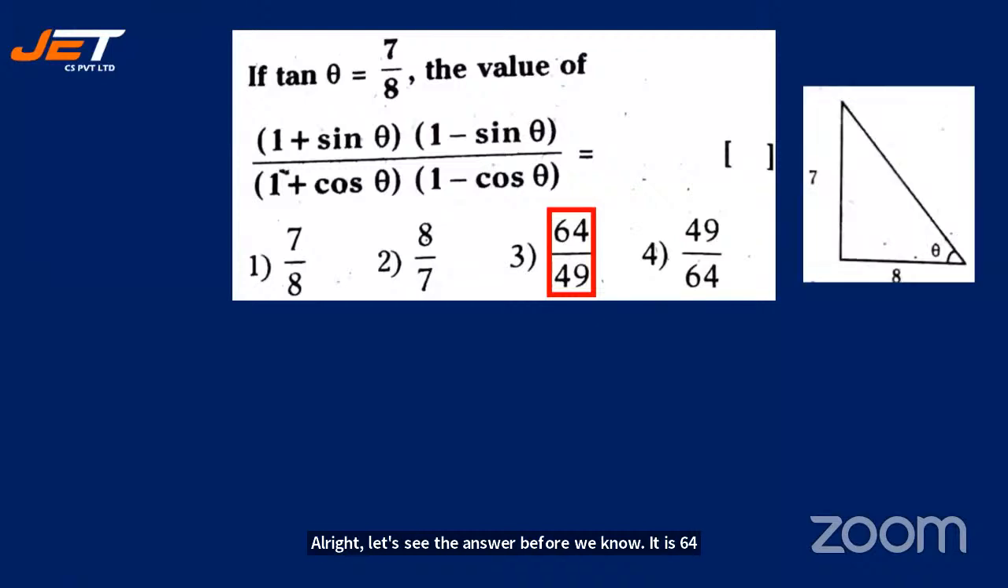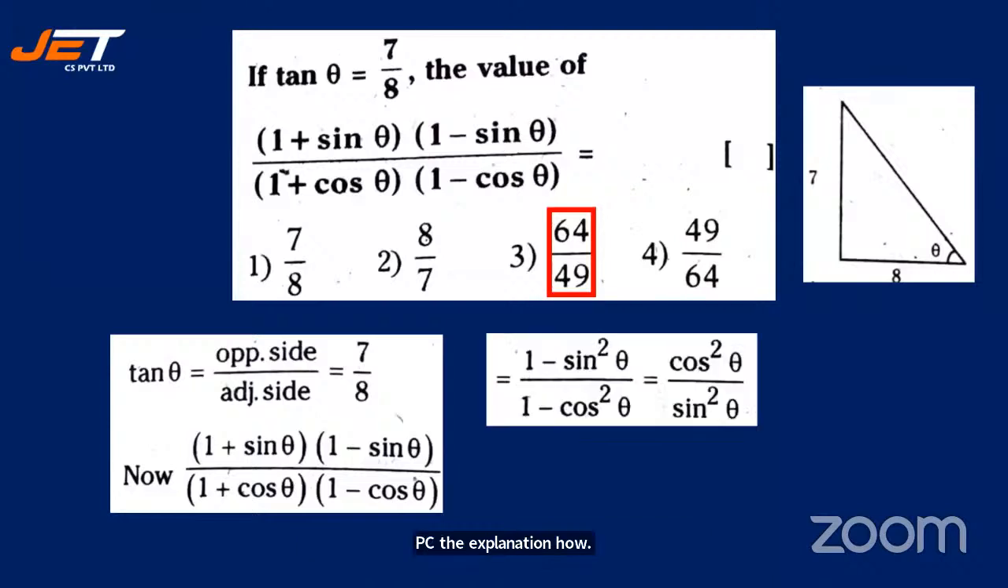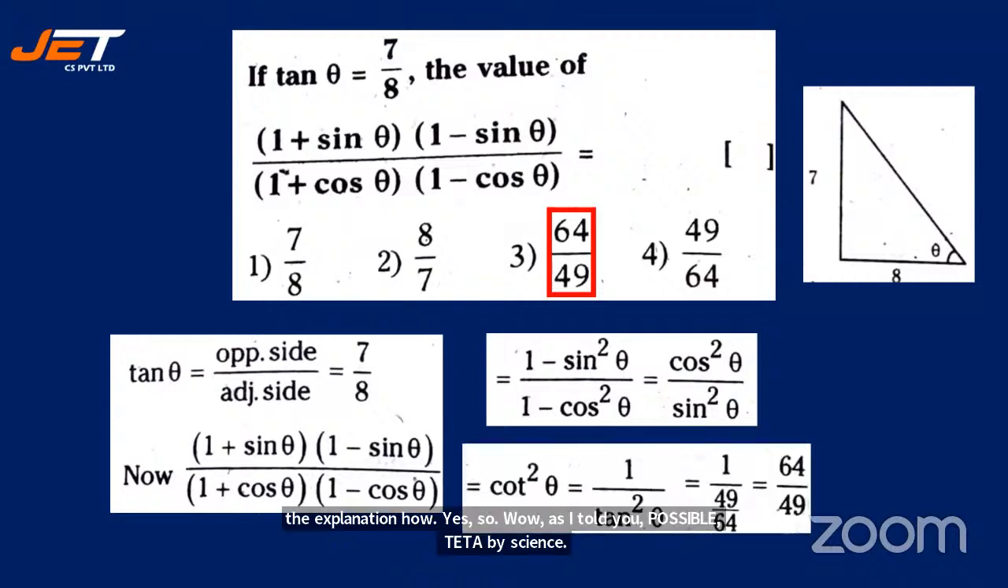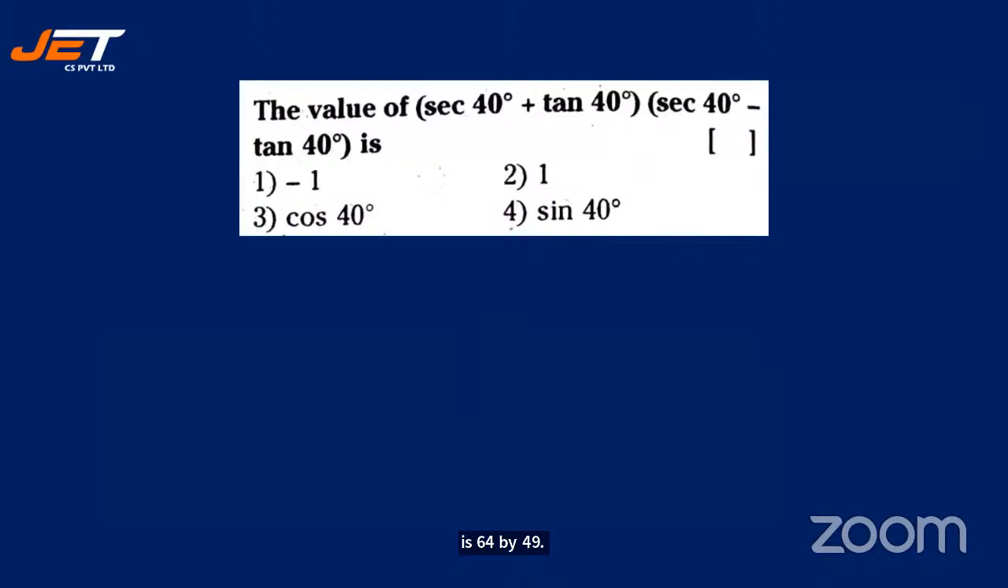Please see the explanation. As I told you, cos square theta by sine square theta. What is cos by sine? It is cot. What is cot square? 1 by tan square theta. What is tan square? 7 square by 8 square. So it is 64 by 49. Okay, students, very simple, excellent. Almost all of you gave me the same answer. Let's move on to the next question.